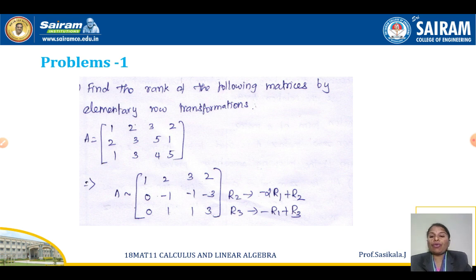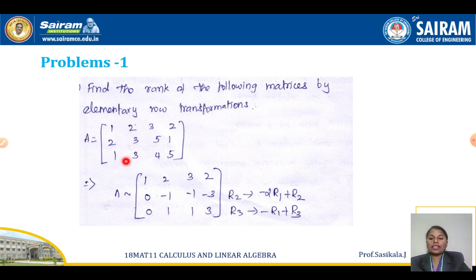Okay, so we'll go for the first question. Find the rank of the following matrix by elementary row transformation. What is given? A is equal to 1, 2, 3, 2; 2, 3, 5, 1; 1, 3, 4, 5. What is the order of the matrix? The order of a matrix is M cross N, which is nothing but 3 rows and 4 columns. So it is a 3 cross 4 matrix, right?